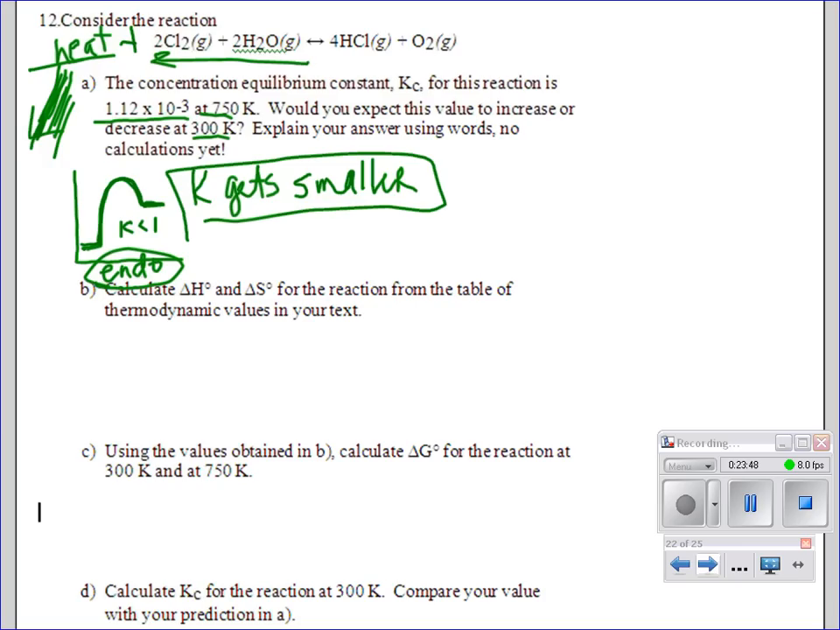So calculate delta H and delta S for the reaction from the table of thermodynamic values in your textbook. I'm going to stop the video. This is where I'm going to let y'all do your thing. First 3 rows, y'all do delta H. Last 2 rows, y'all do delta S. For delta H, you change to joules. I'm pausing the video, and when I put the video back on, I'll have the values. And you're doing this using Big Mama. I'm done teaching Big Mama. You guys need to know how to do Big Mama on your own.